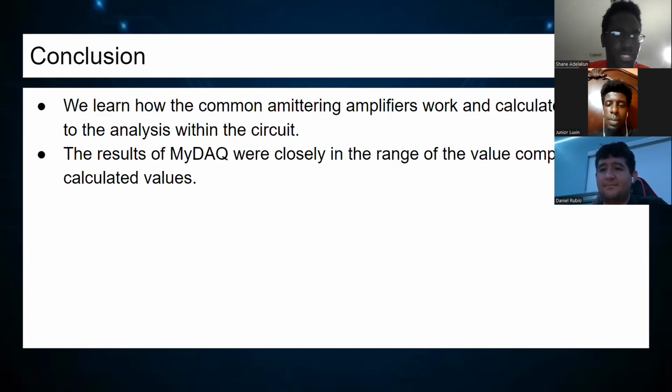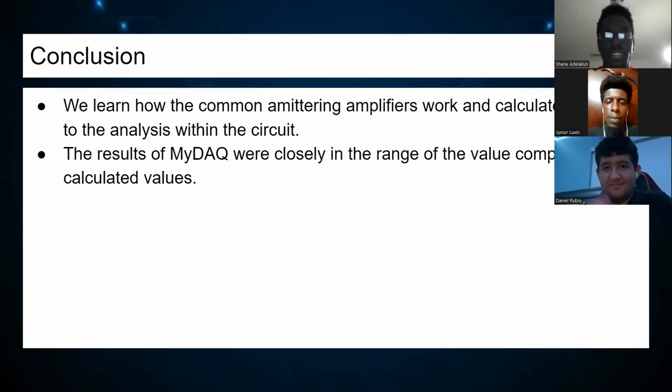And with the conclusion, for this whole entire lab, we just learned the common emitter amplifier and how to calculate what we were given. With the results, again, not MyDoc, that was my mistake, Multisim, we looked closely and found the range of the values and compared it to the calculations we had gathered. That's our lab 6.